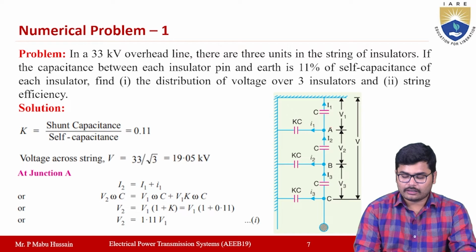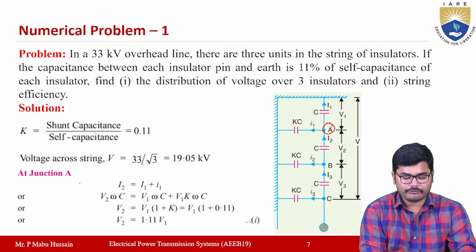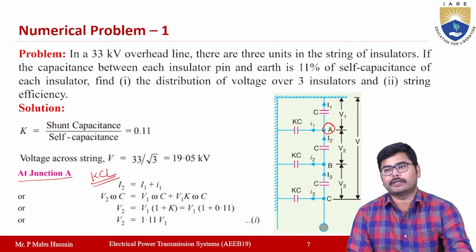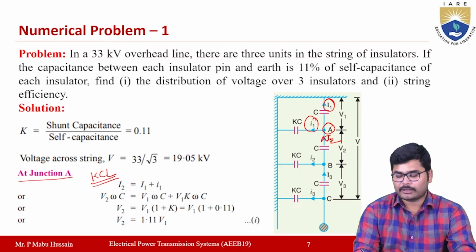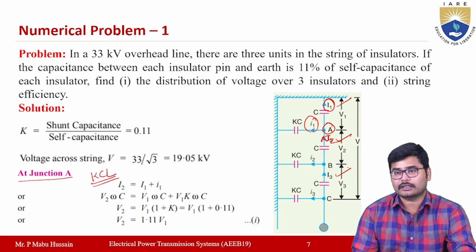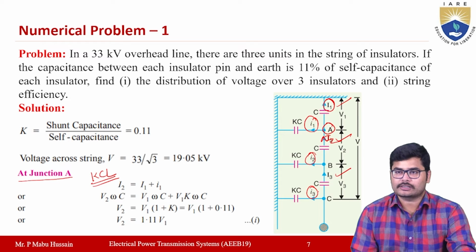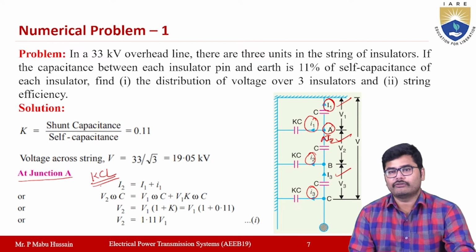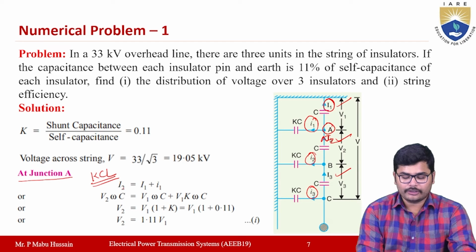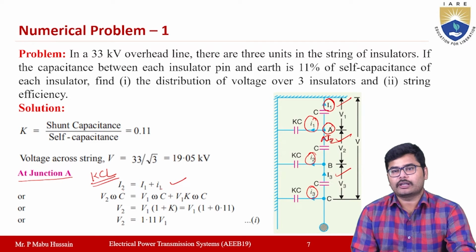Now here at junction A, we are writing the KCL equation. Kirchhoff's current law we are going to apply at junction A. These capital I1, capital I2, capital I3 are the currents flowing in each insulator disk, and small i1, small i2, small i3 are the currents in the shunt capacitances, right? If you apply KCL at node 1 or node A, then I2 will be equal to I1 plus small i1.